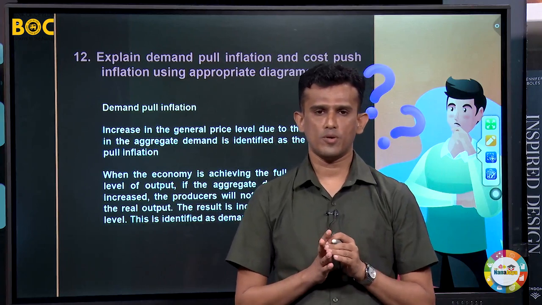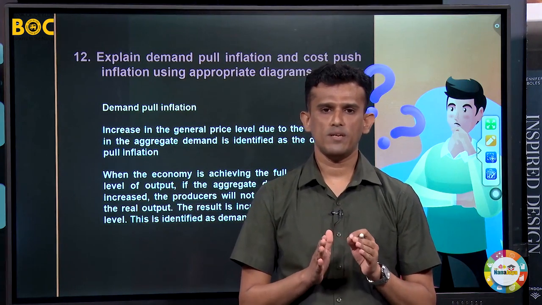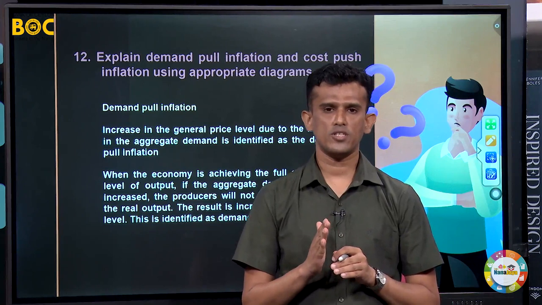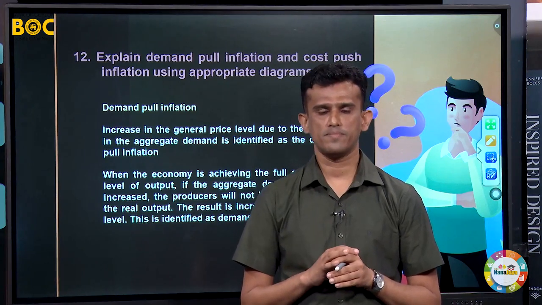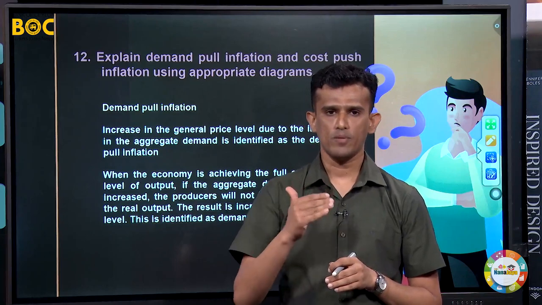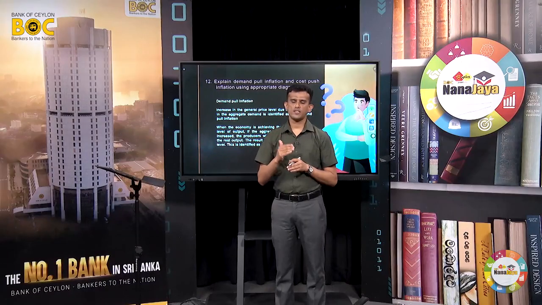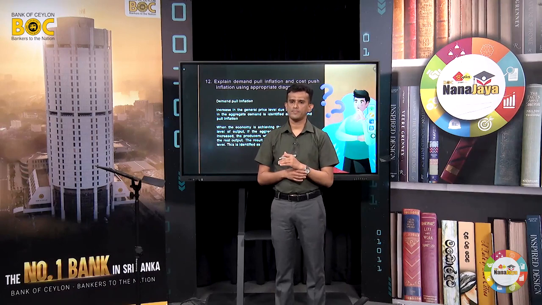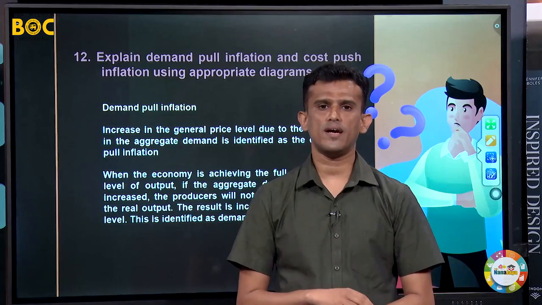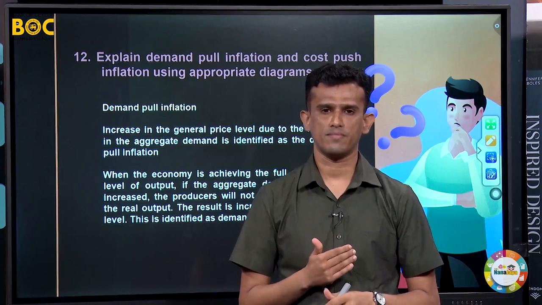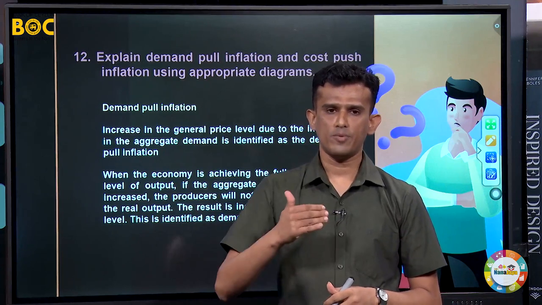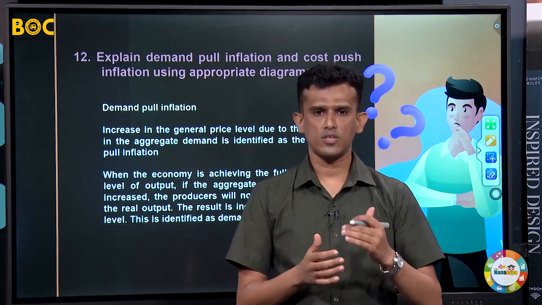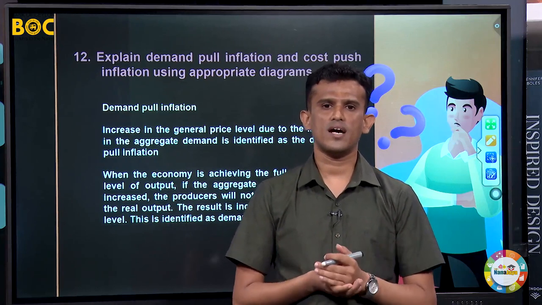According to the Keynesian approach, what do we mean by the demand pull inflation? Up to the point of reaching the full employment level of national income, if the aggregate demand of the economy goes up, the producers can respond for that by increasing their level of production. Up to the point of reaching the full employment national income, if aggregate demand increased, the producers also can respond for this by increasing their level of production.